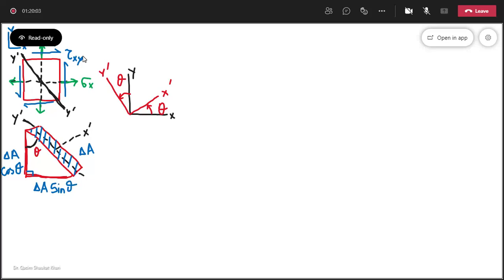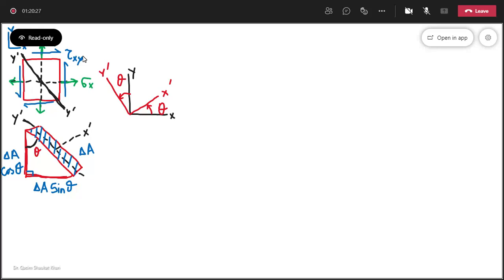This is your delta A, the cross-sectional area, and its component along the y-axis will be delta A cos theta and its component along the x-axis will be delta A sin theta. Do you guys agree with this or not? Yes, sir. Yes. Okay.